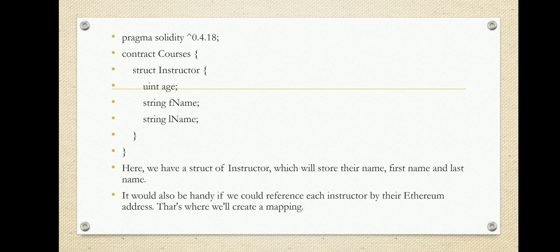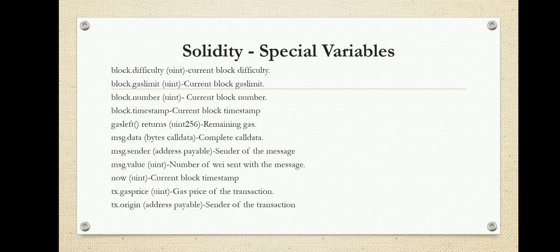We have one more concept, that is Solidity variables. They are global variables, and we can call them special variables. As I said, Solidity variables are special or global variables, which are used to obtain information about the blockchain.